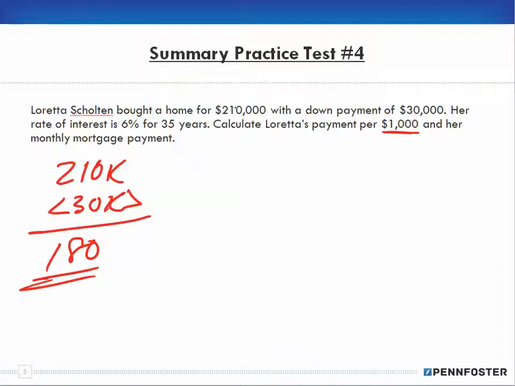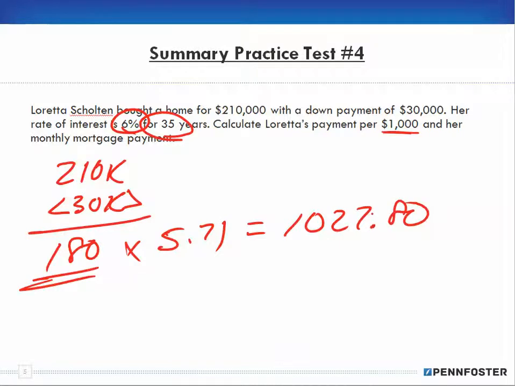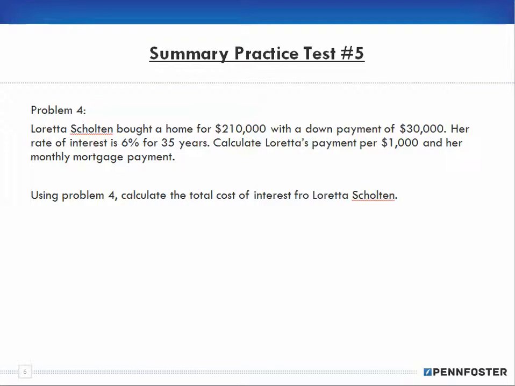Then for calculating our mortgage payment, we look up that factor on the table. 6% for 35 years gives us a factor of 5.71. And when we multiply that, the monthly payment is $1,027.80. That simple. It's like you get accustomed to doing more and more difficult problems, and all of a sudden you get whacked with this really easy one. It's like, duh.